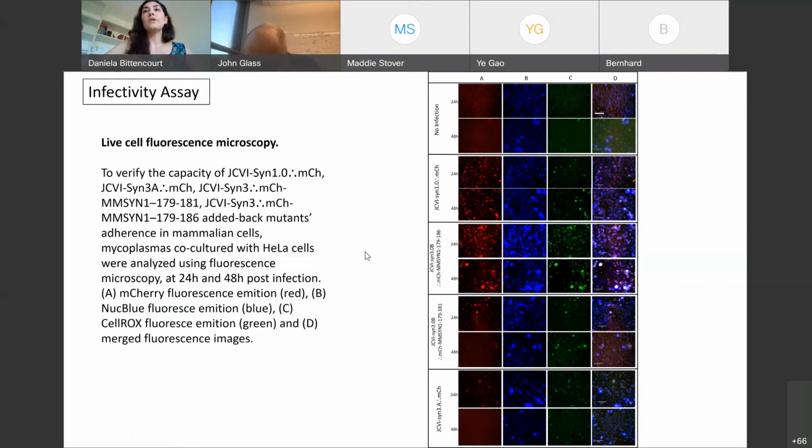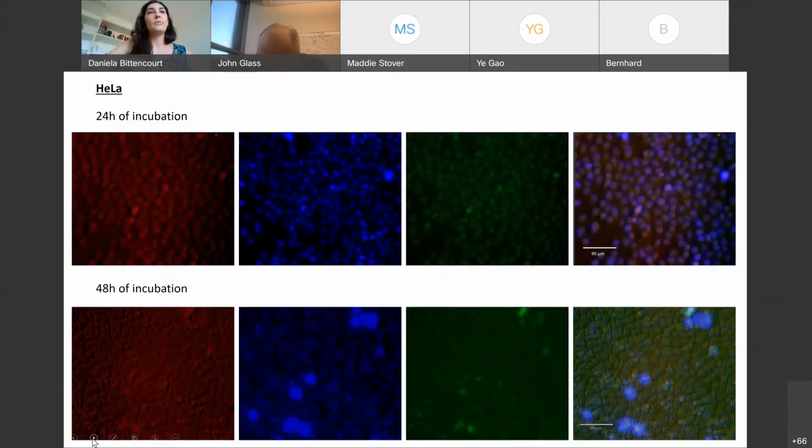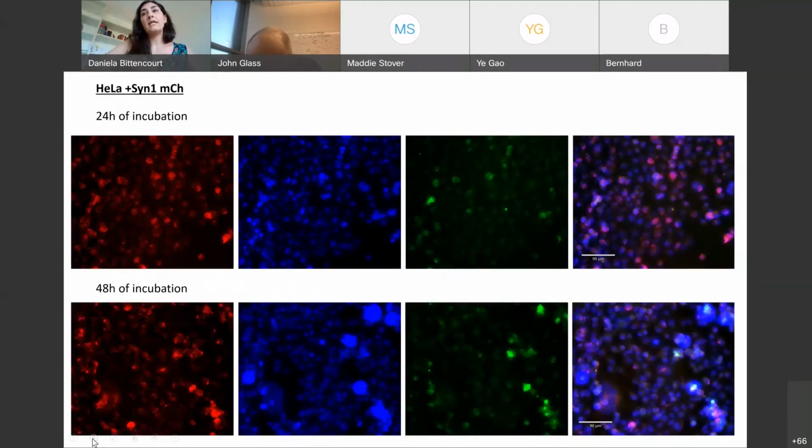Just looking at an overall picture, you can see that we have much more emy emission in the Syn1, which was expected, and also in the one with the 8 cluster of genes added back. To take a better close-up of the pictures, here we have our control, only HeLa cells, showing no fluorescence. Then here we have Syn1. If you look at the right corner, you can see these small red dots. They are all the minimal cells attached to the HeLa cells.